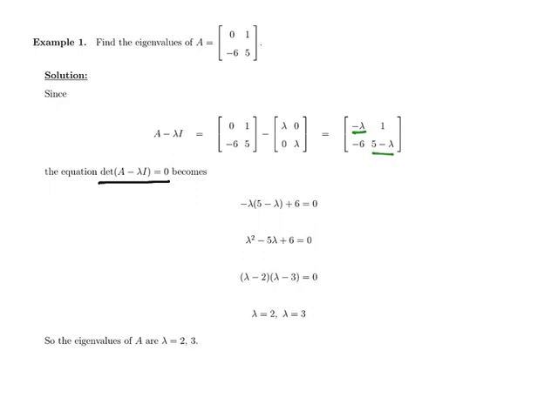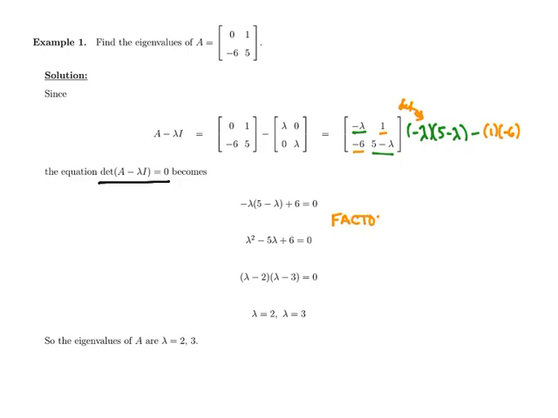Then I need to find the determinant of that matrix, and note that the determinant of a 2 by 2 matrix will just be the main diagonal entries multiplied together, and then subtract off the other diagonal. So solving my characteristic equation, that means I have negative lambda times 5 minus lambda plus 6 is equal to 0. And then we are going to factor.